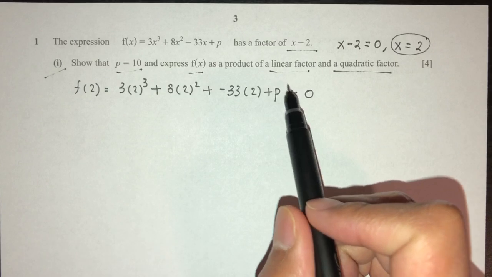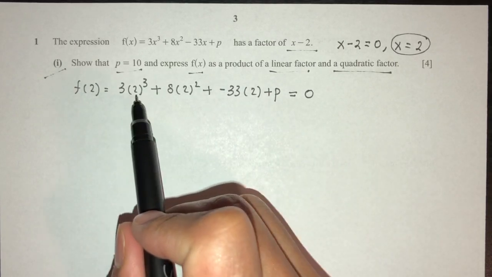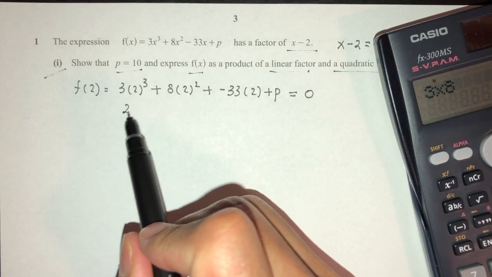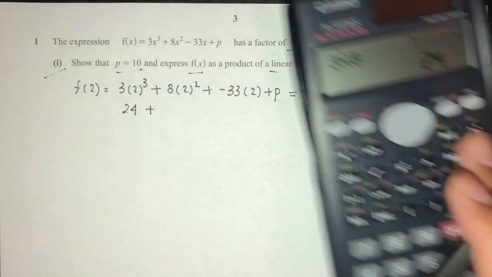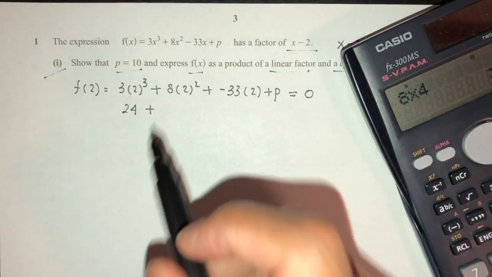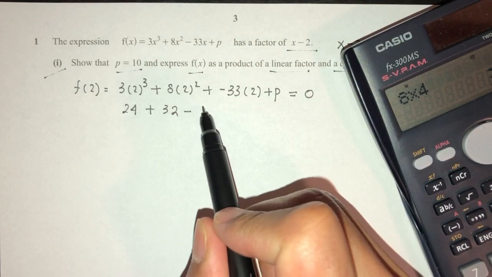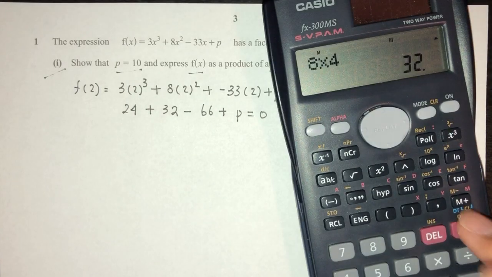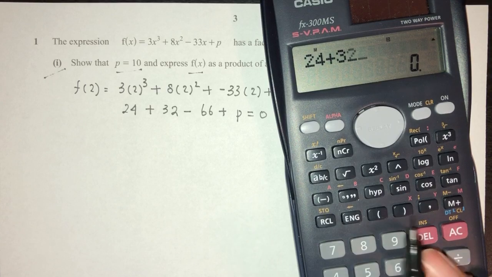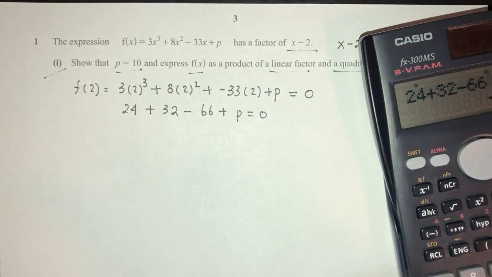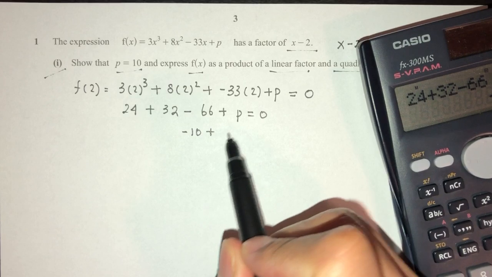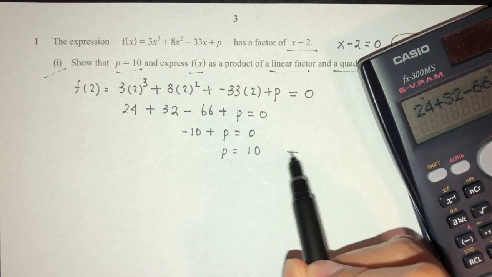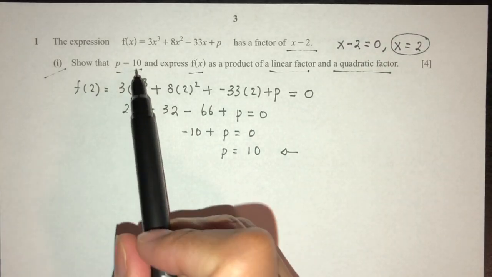Now let's solve this to find the value of p. So 3 times 8, that should be 24, plus 8 times 4, that should be 32, minus 66 plus p is equal to 0. So let's simplify. 24 plus 32 minus 66, that should be minus 10, plus p is equal to 0. So p is equal to 10. That is the first answer. p is equal to 10.